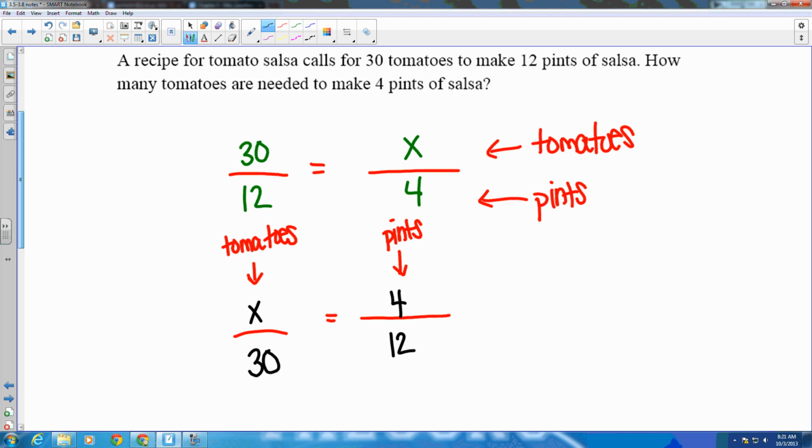There's two different ways to do these. I prefer the top one. And then when we solve the top one out, we just have to multiply both sides by 4. And x ends up being 10 tomatoes.